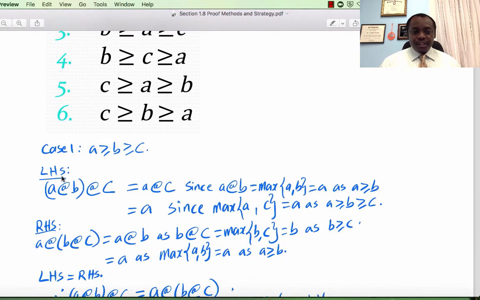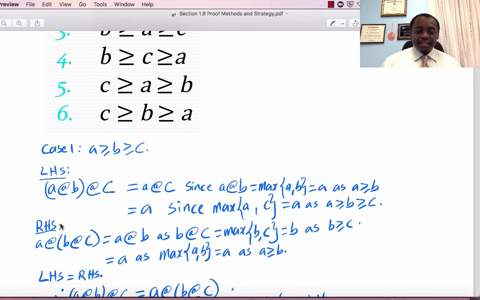So I start off with the left-hand side. (A and B) and C, I deal with my parentheses first. What is A and B? Since A is greater than or equal to B, A and B is the maximum of A, B, which is A. So A and B is A, and then of course I maintain my and C, so I have A and C. But what is A and C? A is greater than or equal to B, B is greater than or equal to C. That implies A is greater than or equal to C, therefore A and C is A. So that is my simplified form, and I leave it there.